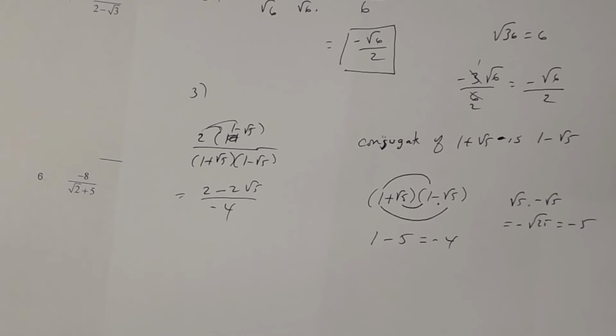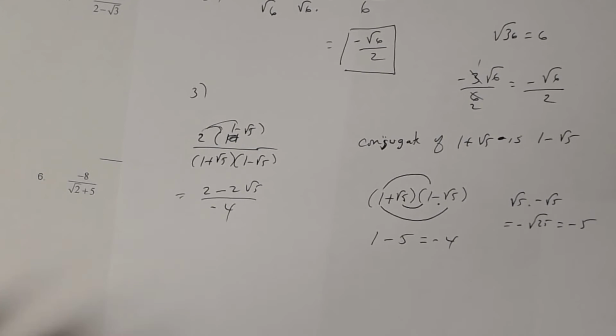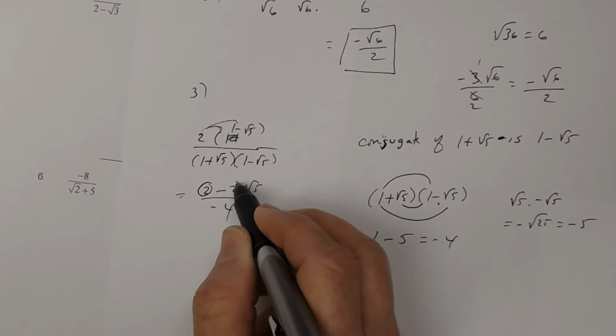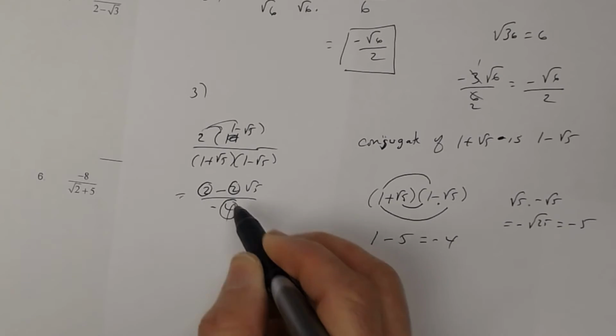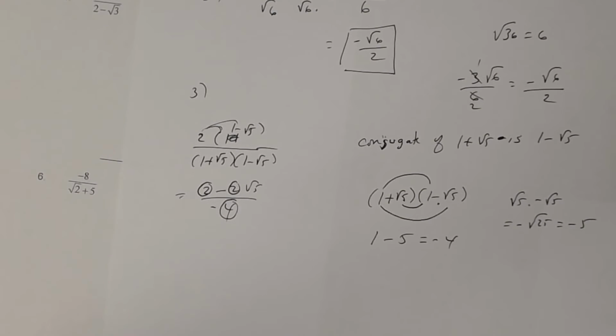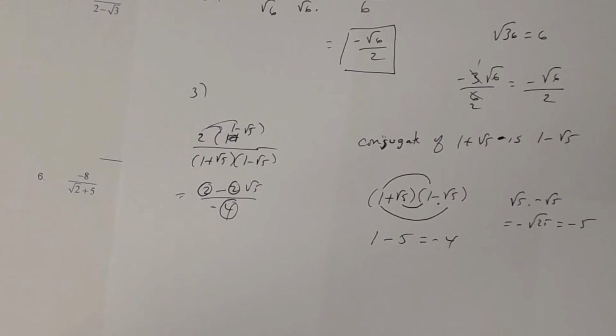Now, the direction says to simplify. What they mean here by simplifying is this. If you notice all this, 2, 2, and 4, forget about this being negative 4. Just look at the 4 for right now. All these numbers I have circled are divisible by 2.